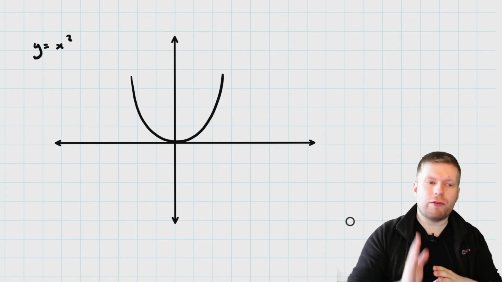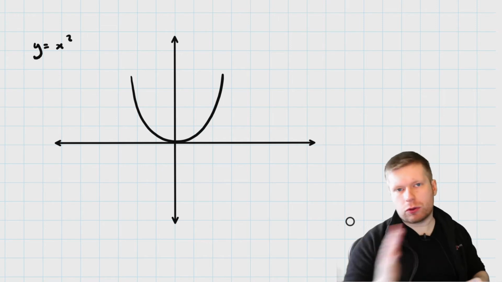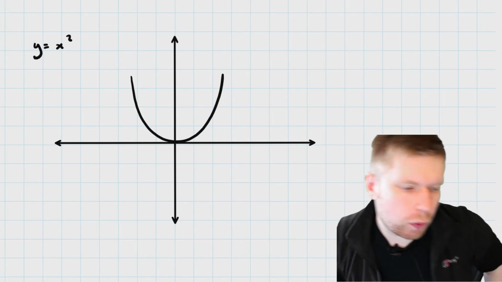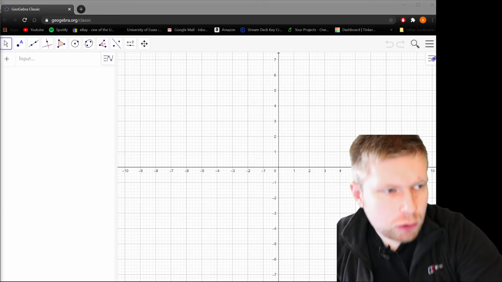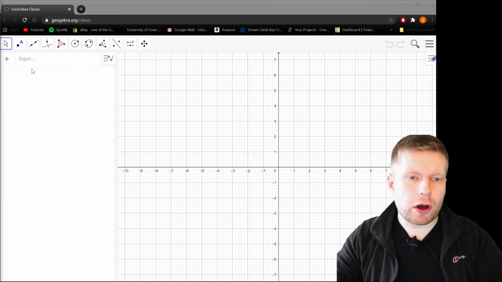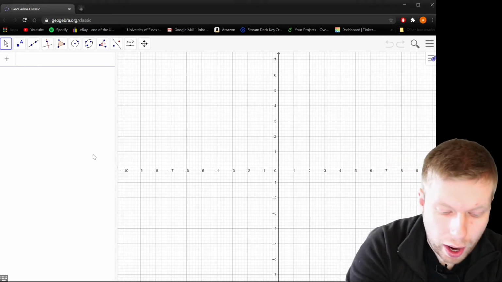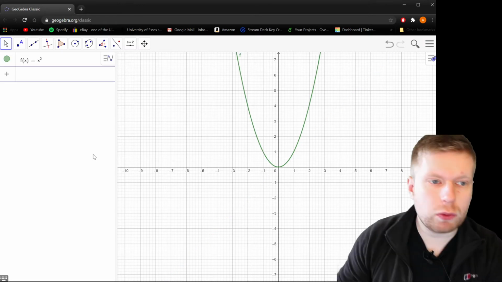So I'm going to shift it into a vertical shift and a horizontal shift. Let's look at a vertical shift first of all. So let's come over to GeoGebra and let's use that to help us out. First things first, I'm going to draw the graph y equals x squared. Okay, so y equals x squared there.